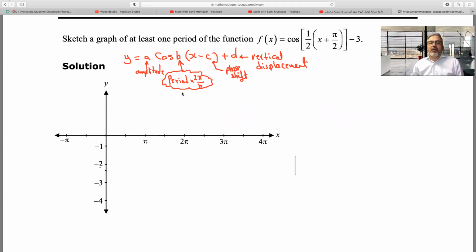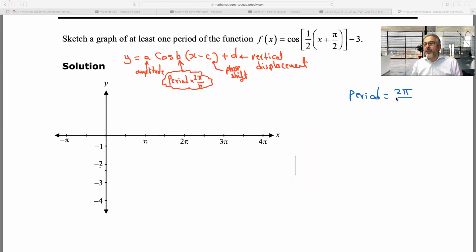So the first thing when you want to graph, you find the period. And the period is always 2 pi over b, and b is right after the cos, which is the half right here. That represents b. So 2 pi divided by half gives you 4 pi. Now, once you find the period, you know what that is, your horizontal stretch.